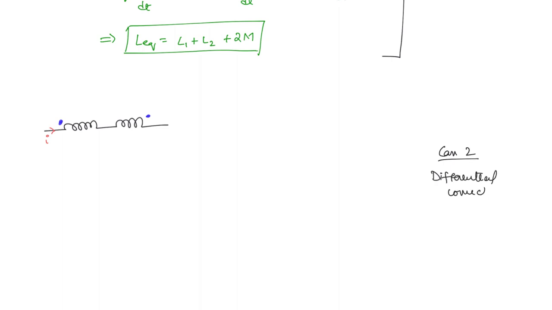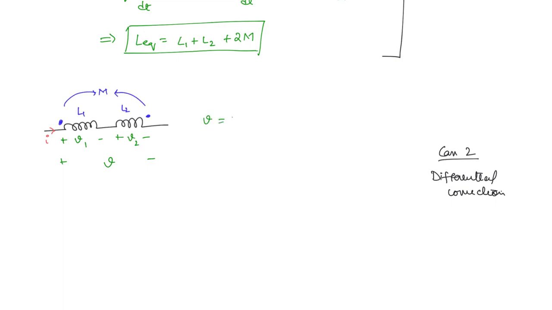So here what will be the equivalent inductance? In a similar manner, you can take this as V, and each of the individual voltages you can take as V1 and V2. And what about the self inductance? The self inductances are L1, L2, and the mutual inductance you can take as M.